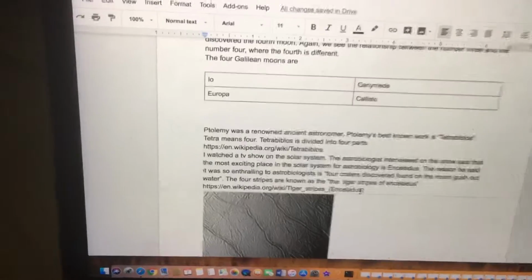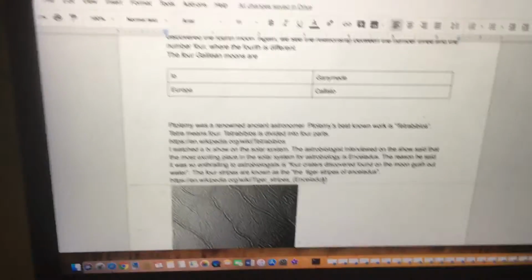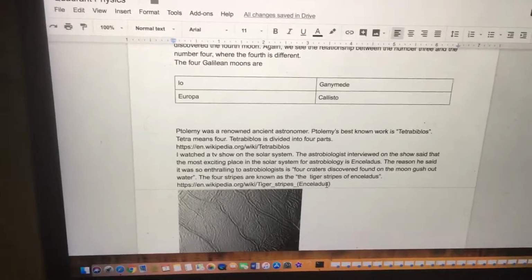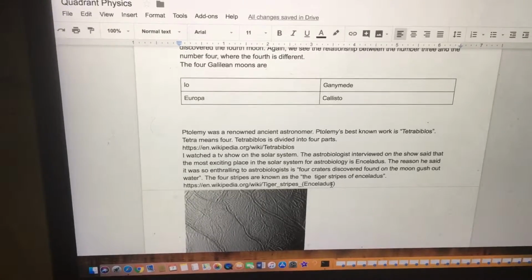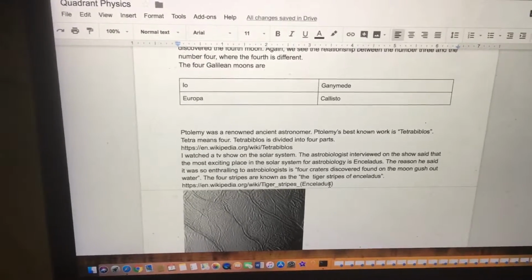Ptolemy was a renowned ancient astronomer. Ptolemy's best known work is Tetrabiblos. Tetra means 4. Tetrabiblos is divided into 4 parts.